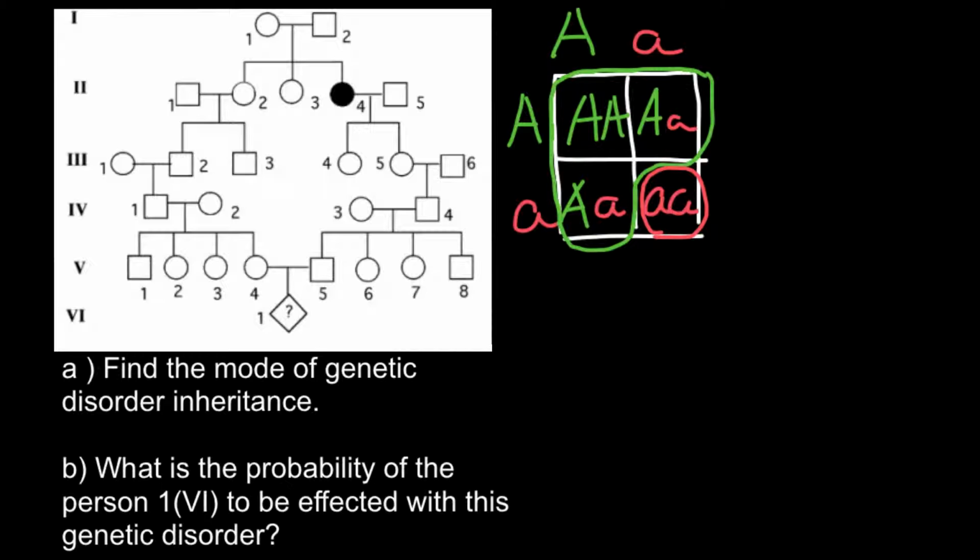The parents are phenotypically normal because this is an autosomal recessive genetic disorder. Two phenotypically normal parents may have affected progeny if the progeny is homozygous recessive. So now we know the genotypes of the parents: capital A and small a for one parent, capital A and small a for the second parent, and the genotype of the affected person number 4 in the second generation is small a, small a. So we have found that this is autosomal recessive, and we can write down this answer.